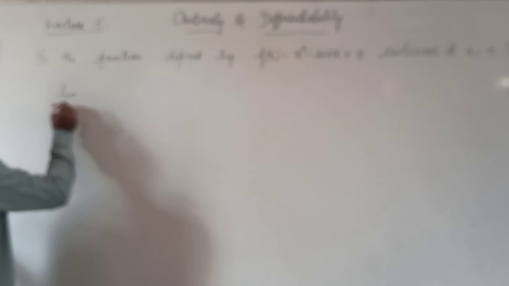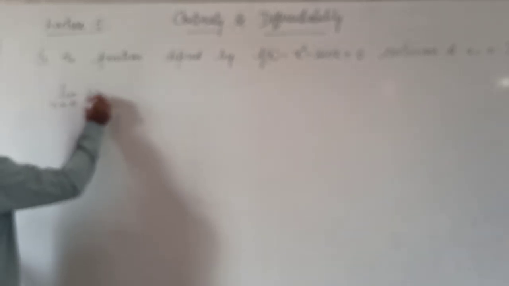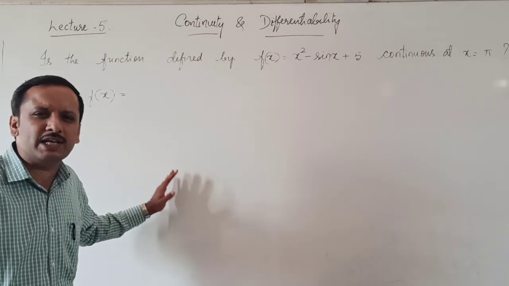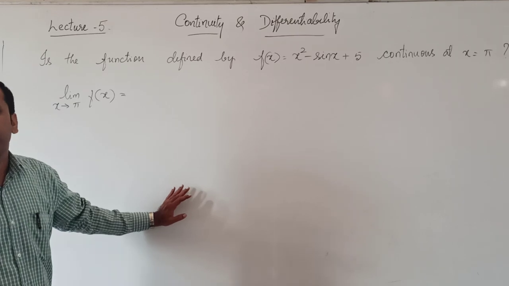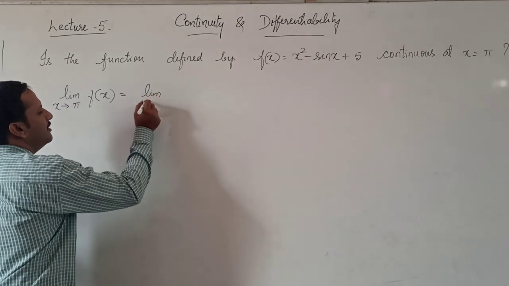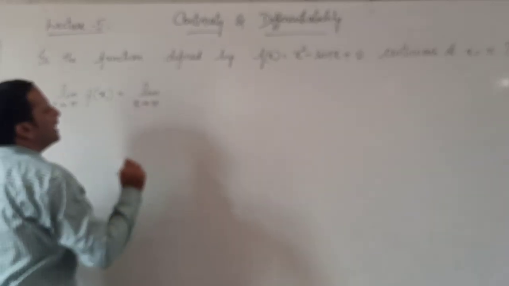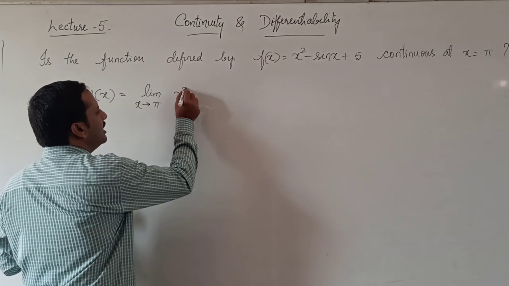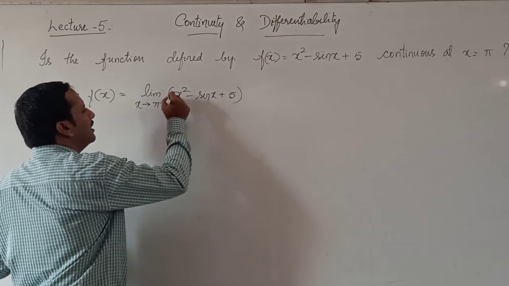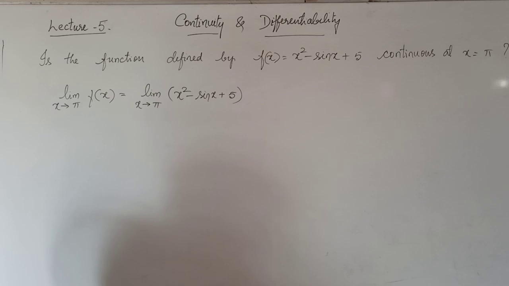So, we will find out the limit as x tends to pi of f of x. See, there is no need to find the left hand limit and right hand limit separately, because to the left side of pi as well as to the right side of pi, the function is defined in the same way. So, directly I will go for the limit as x tends to pi of f of x. F of x is x square minus sin x plus 5.